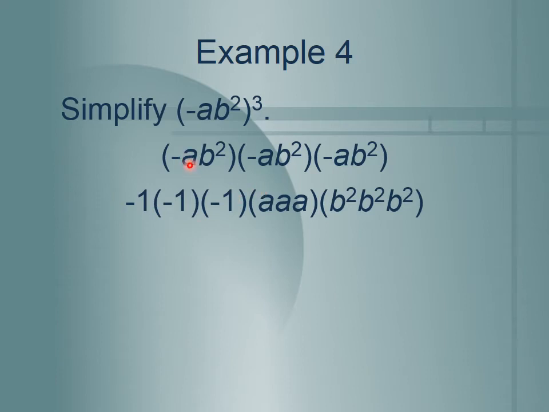So I got -1 times -1 times -1. And then for my A group, I have 1, 2, 3 A's. And then for my B group, I have B squared, and B squared. So -1 times -1 times -1 is -1. And then my A times A times A is A to the 1 plus 1 plus 1 because each A has a 1 on it. And then B squared times B squared times B squared is B to the 2 plus 2 plus 2. Giving me my final answer of -A cubed B to the 6th power.